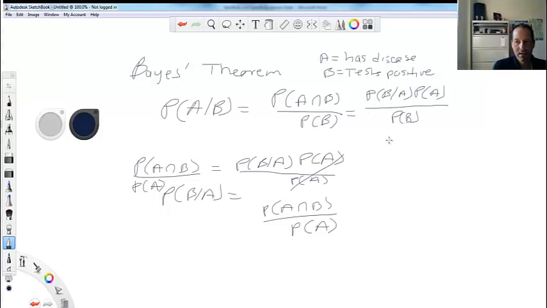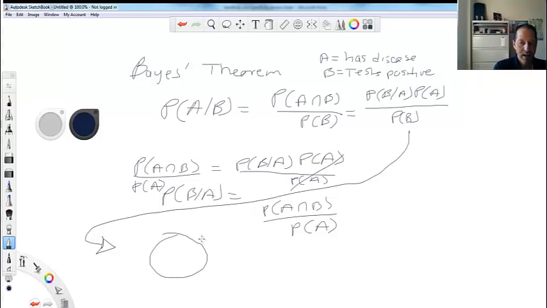So let's go ahead and expand this denominator. This denominator here is the total probability of B. So here we have a Venn diagram, right? We have B and we have A. A is that the individual has the disease and B is that the individual tests positive. These can overlap, like one can have the disease and test positive. What we're interested in here is the total probability of B.